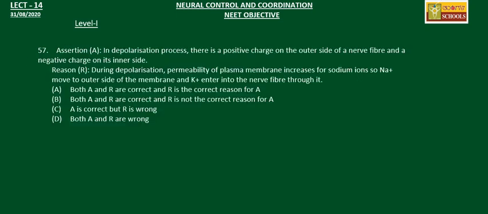questions. So the next question, assertion and reason. You'll see here the assertion: in the depolarization process, there is a positive charge on the outer side of a nerve fiber and a negative charge on its inner side. Now this is in a resting state: the nerve fiber will have a positive charge on its outer side and a negative charge on its inner side. So this is a resting membrane.